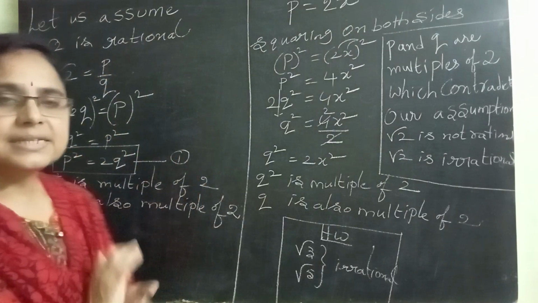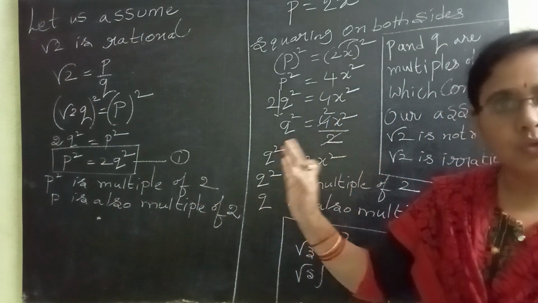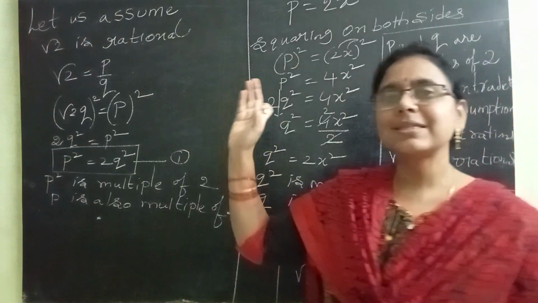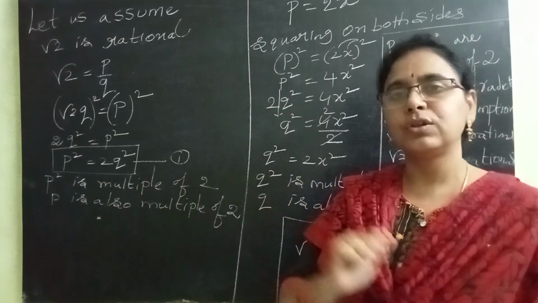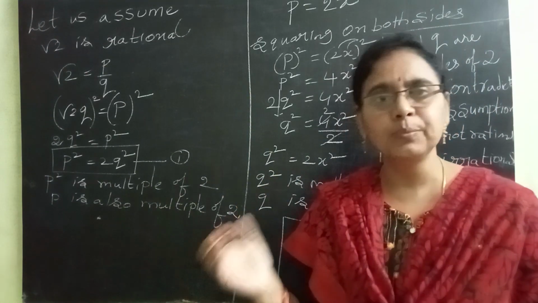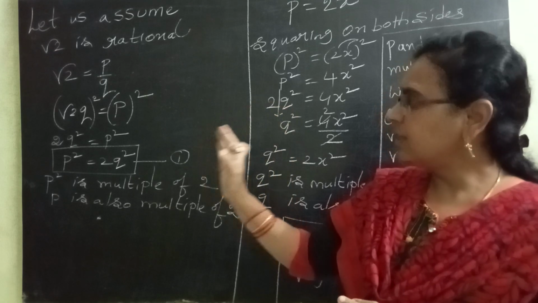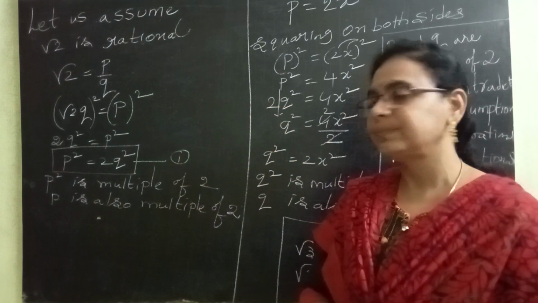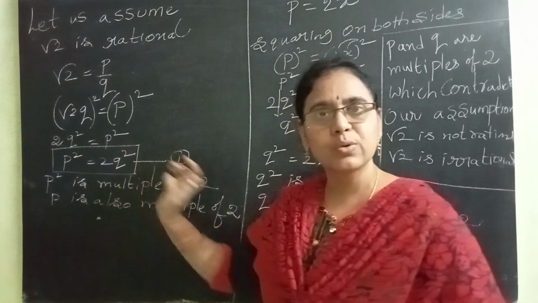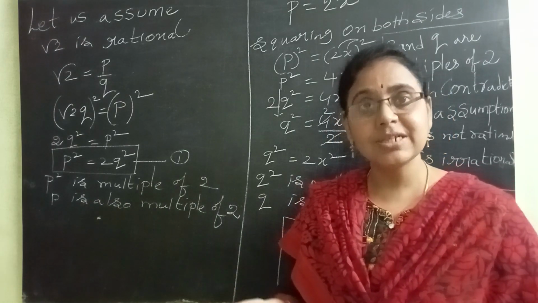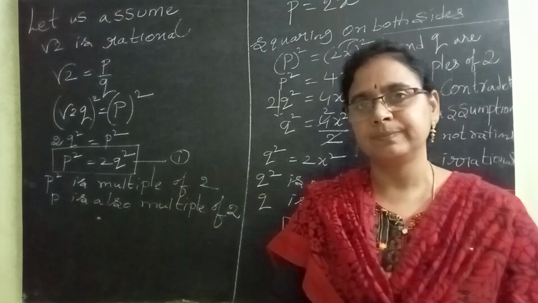No. Same as it is, like this. Instead of 2, substitute 3. That means let us assume root 3 is rational. Root 3 is equal to p by q. Squaring on both sides, root 3 square and root will cancel. 3 is equal to p square by q square. Transpose to the opposite side. You will get p square is 3q square. Okay, p square is a multiple of 3. Obviously, p is also a multiple of 3.